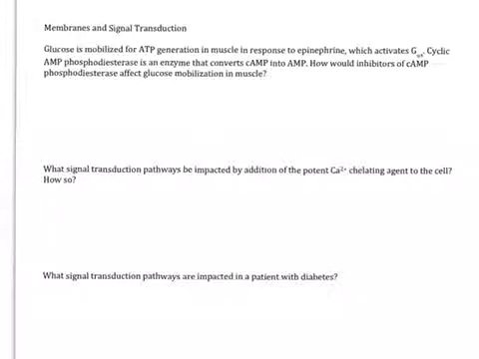So I'm going to quickly go through this workshop and give you some ideas as to what possible answers would be fitting here. So the first question says glucose is mobilized for ATP generation in the muscle in response to epinephrine. So this is the beta-adrenergic receptor system. It says cyclic AMP phosphodiesterase is an enzyme that converts cyclic AMP to AMP. How would inhibitors of cyclic AMP phosphodiesterase affect glucose mobilization in the muscle?